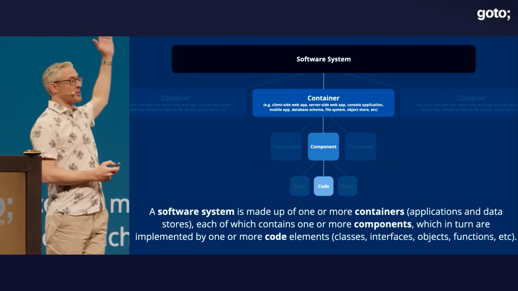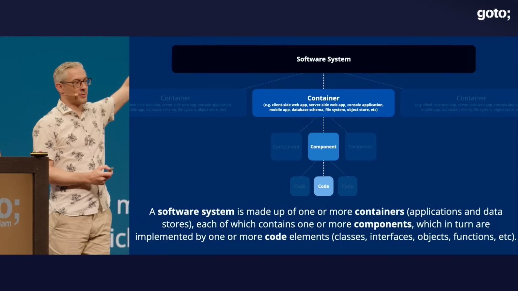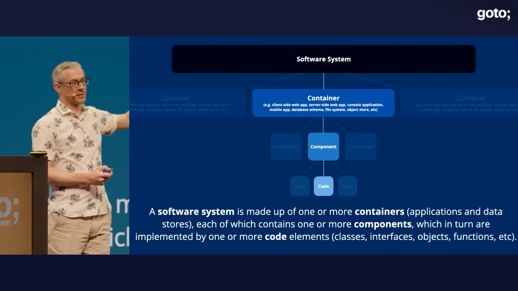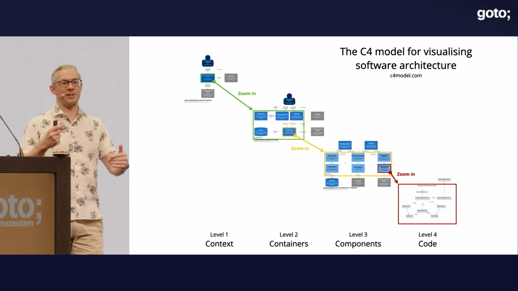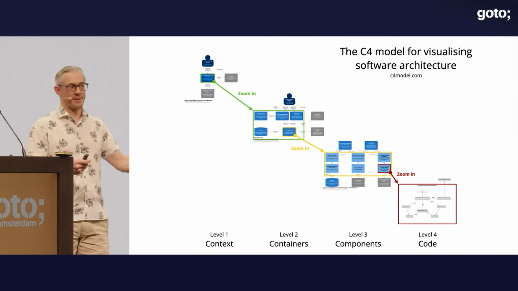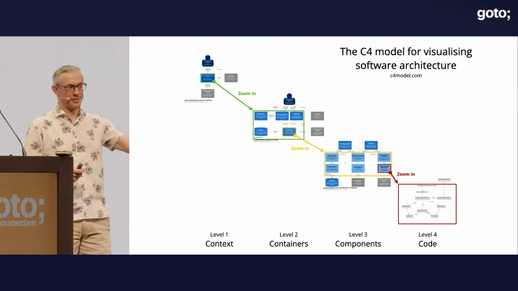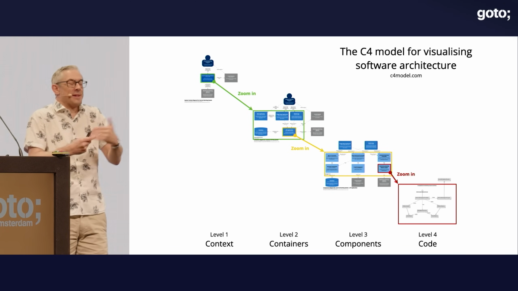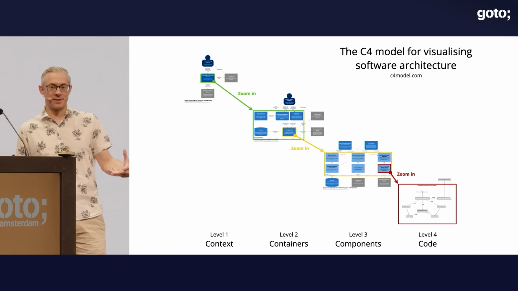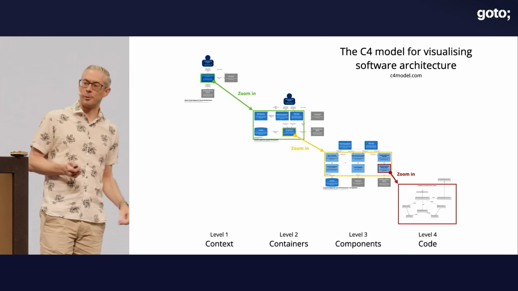There's a set of abstractions that sit behind C4: software systems, containers, components, and code. So that's our base building blocks. And then the C4 model is actually named after a set of diagrams. So C4 is context, containers, components, and code. It's four levels of diagrams, which basically allows us to tell different stories to different audiences, some who are technical, some who are non-technical.